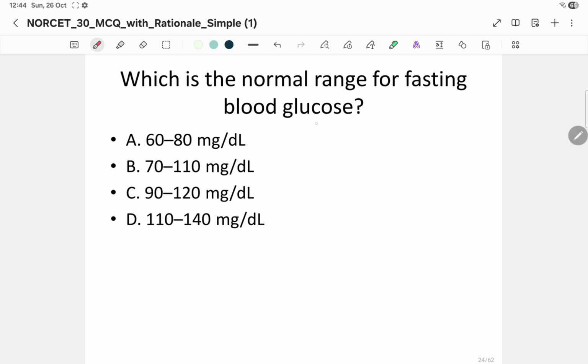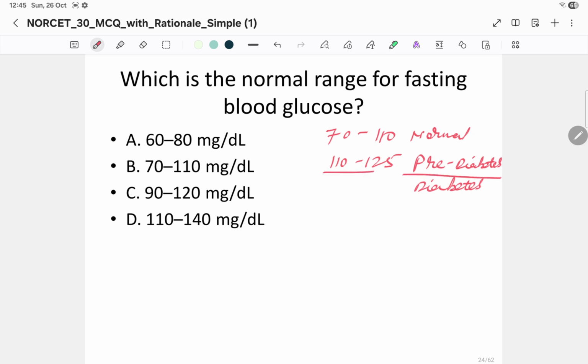So we know that the normal fasting blood sugar level is 70 to 110. It is normal. And pre-diabetes and diabetes: if the value is 100 to 125, then we call it pre-diabetes. And if the value is more than 125, then it is considered diabetes. Okay, so here the correct answer is 70 to 110 mg per dL.